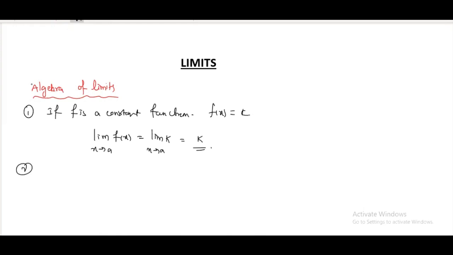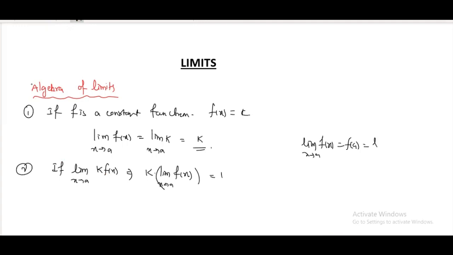Property number 2: limit x tends to a of k into f of x can be written as k into limit x tends to a of f of x. After substituting the limit in this function, let's think limit x tends to a of f of x is equal to f of a, that is some L. So it will become kL.